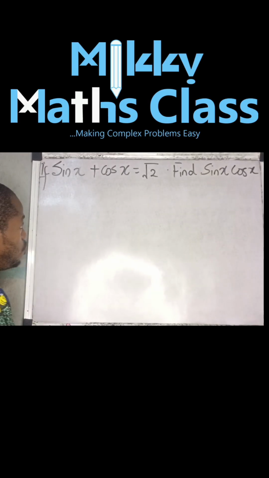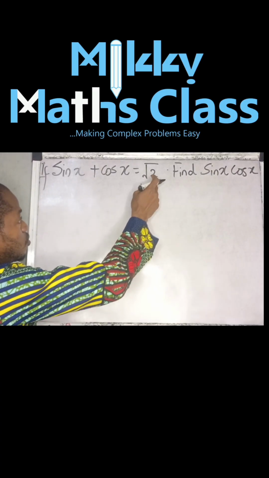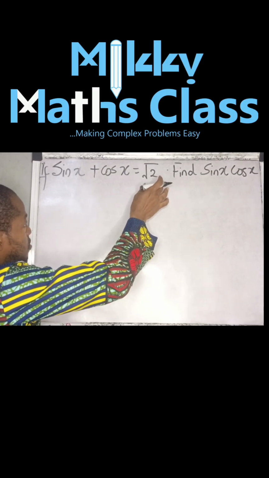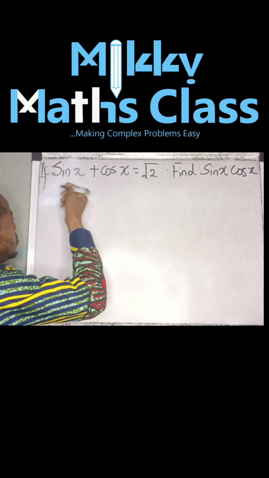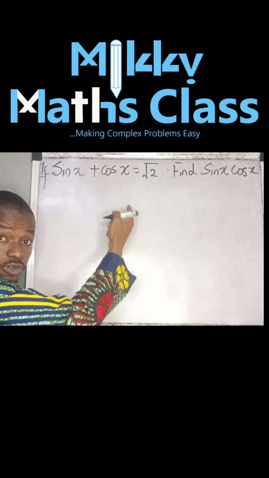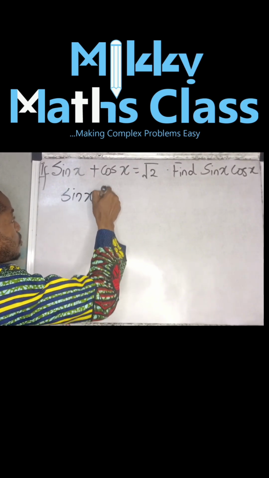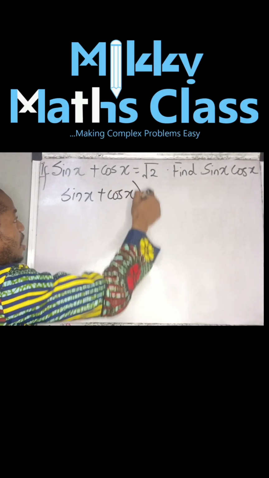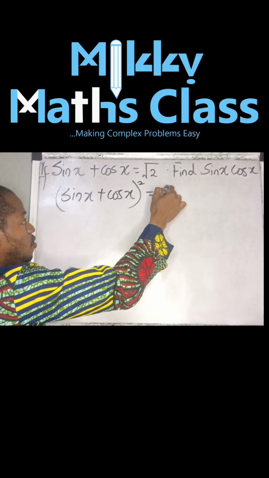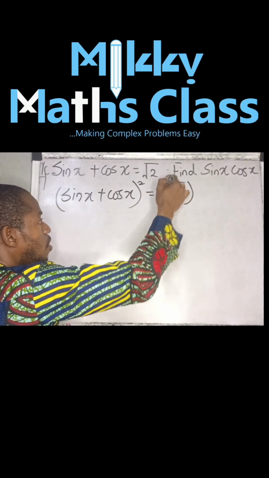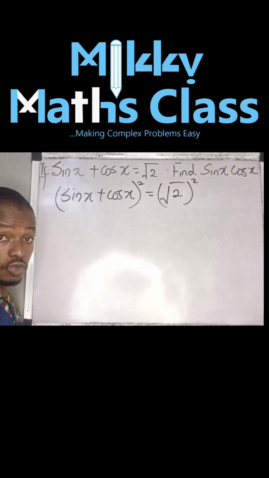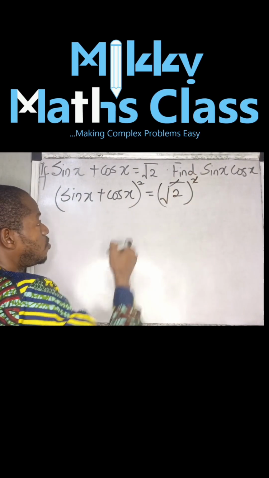Now the first thing we do, let's remove the square root from this point. How do we remove the square root? We introduce a square. So we have sine x plus cos x, we square both sides. It's equal to root 2 all squared. So square will cancel square root.